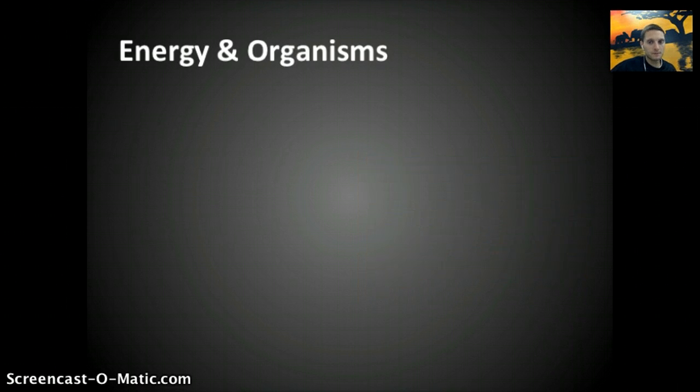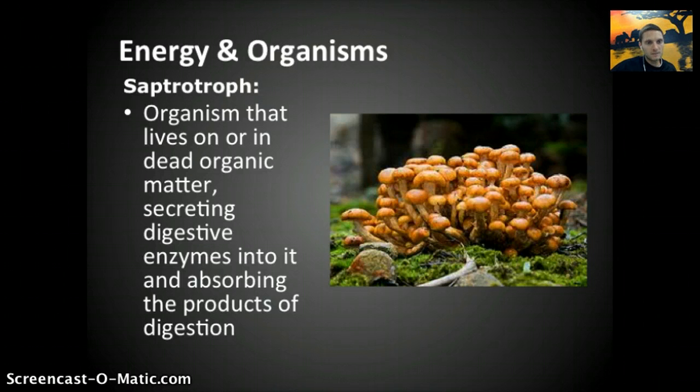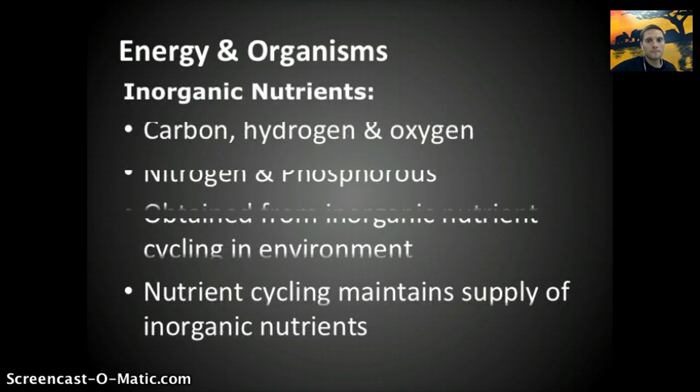It's requiring energy. Very similar to that is something called a saprotroph. These are organisms that live on or in dead organic matter. Similar to the detritivore, they are consuming dead waste, but rather than doing that internally, they're doing it externally. They secrete digestive enzymes into whatever they're digesting and then absorb the products of the digestion. These are also examples of heterotrophs. Mushrooms and fungi would be a great example of a saprotroph.